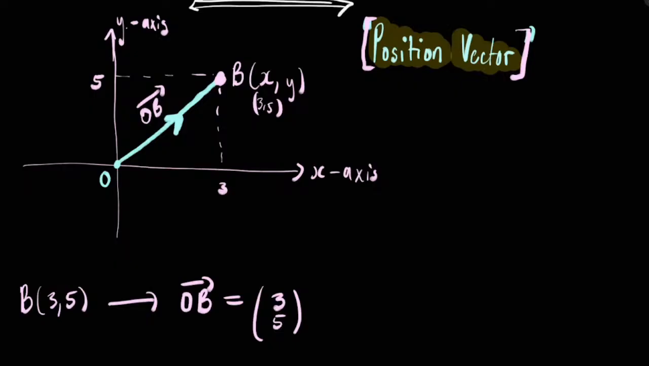So a vector is written as how much you travel in the X. So you put it like this, X, then you put Y to represent how much you travel in the Y.